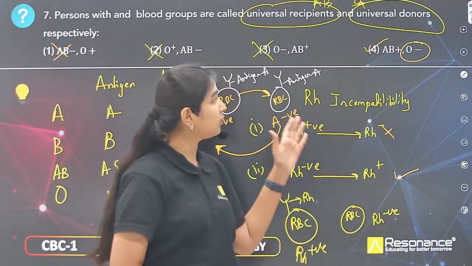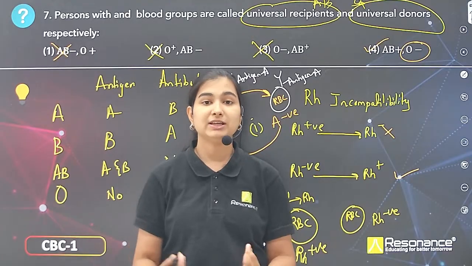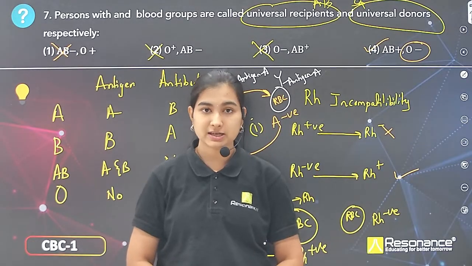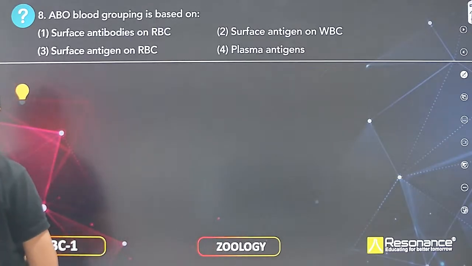Here AB positive is what? The universal recipient, whereas the O negative is the donor. Getting my point? Okay, so this is clear. Let us move to the next question.